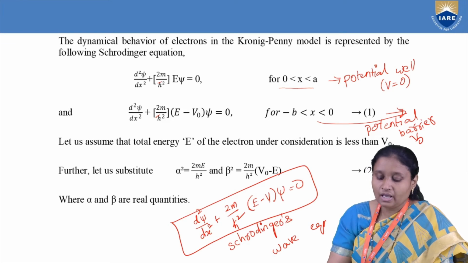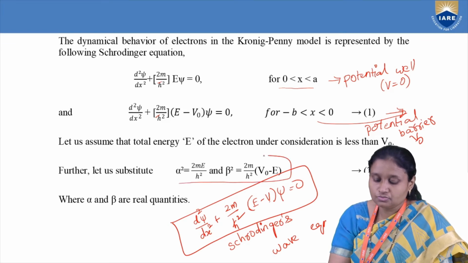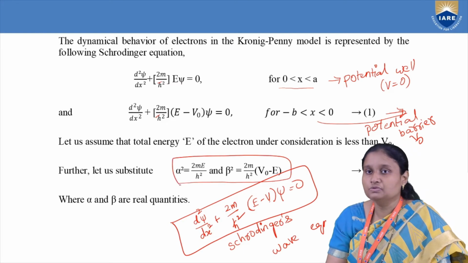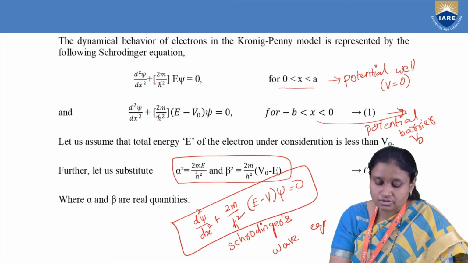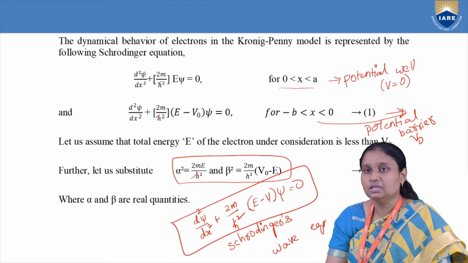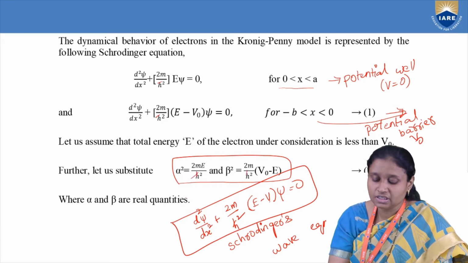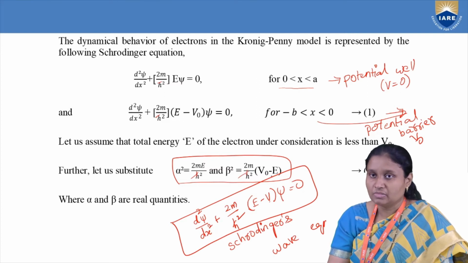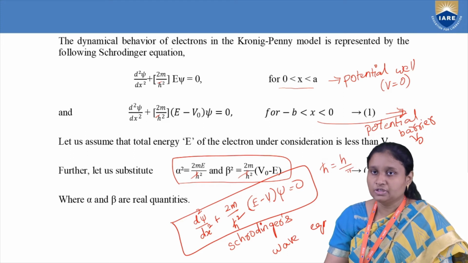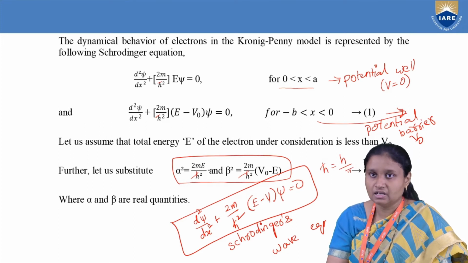Now I'm introducing two parameters in order to simplify those Schrodinger's wave equations. One is alpha square, and what is alpha square? It is given by 2mE by h cross square. And what is our beta square? Beta square is given by 2m by h cross square into V naught minus E. What is h cross? H cross is equal to h by 2 pi. So the two parameters I have defined are alpha square and beta square.